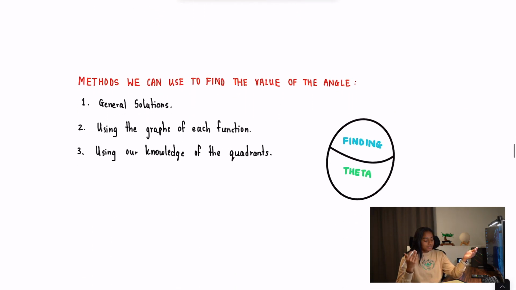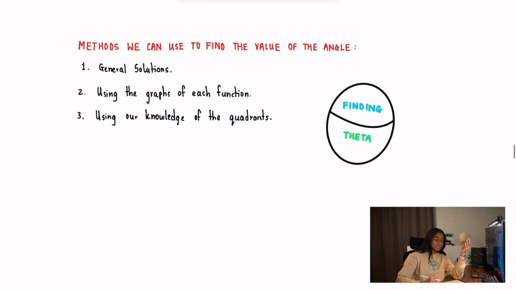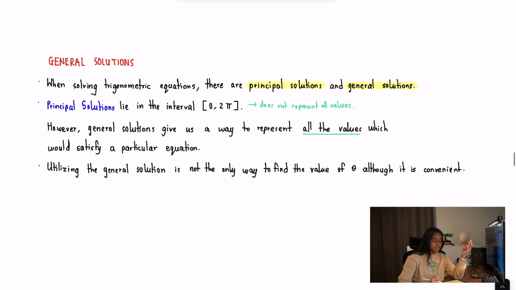Now, there are three methods that we can use to find the value of the angle or to solve the equation. The first one is general solutions. The second one is the graphs, which we just covered, and the use of our knowledge of the quadrants, which we also just covered. But now we're going to learn about general solutions.